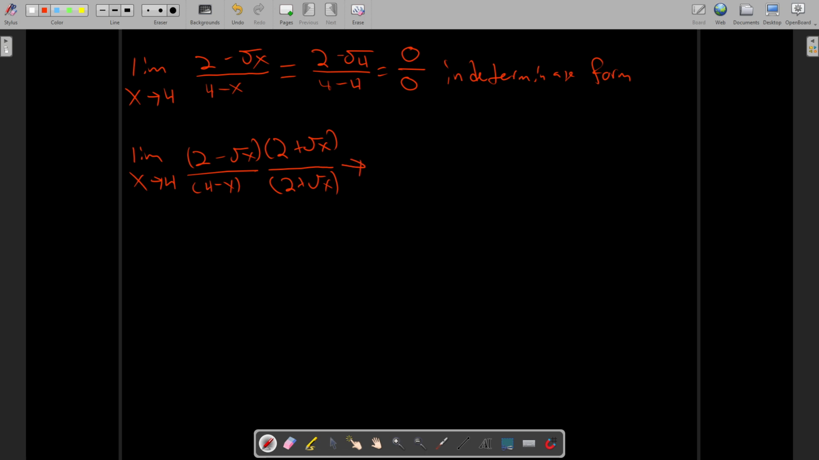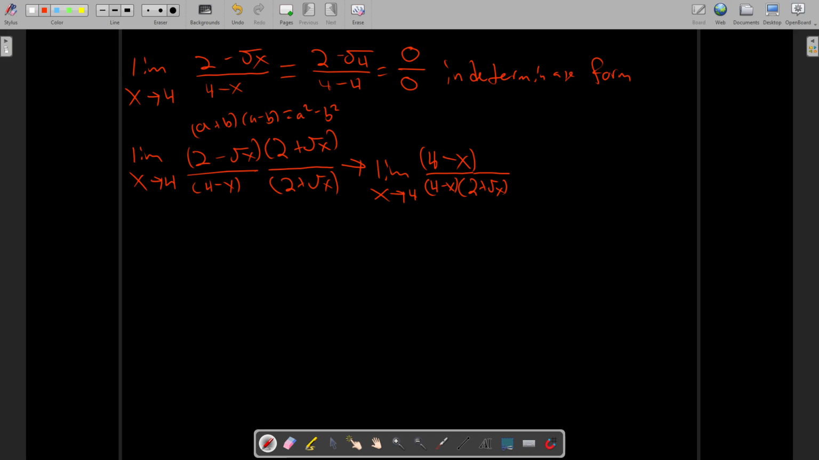And so then this would go to the limit as x goes to 4 of 4 minus x, and that's just multiplying these because a plus b times a minus b equals a squared minus b squared. Then over, we're not actually going to distribute for the bottom, and you'll probably see why here, times 2 plus the square root of x. So let me extend this.